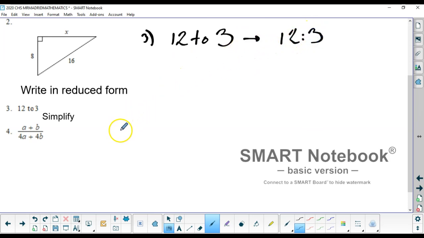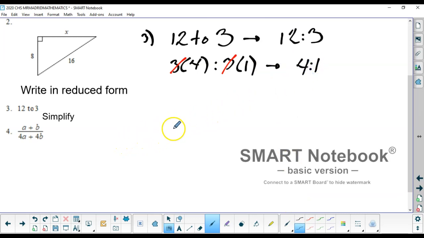And in these kinds of problems, you look for something in common. We observe that they have a 3 in common, which is 3 times 4, and 3 times 1. Get rid of what they have in common, and we're left with a 4-to-1 ratio. All these are equivalent. This is reduced form.